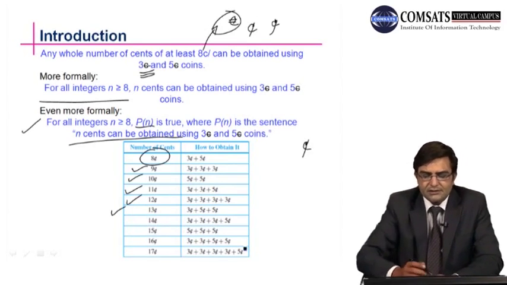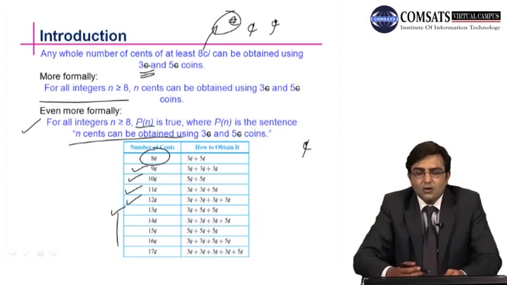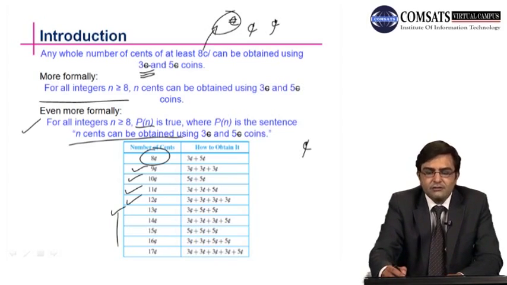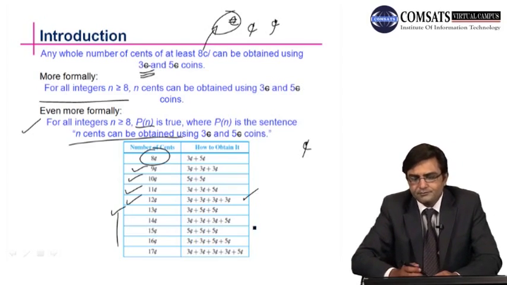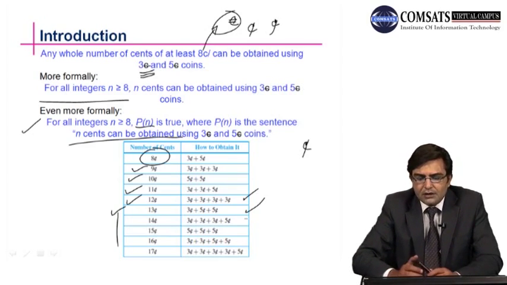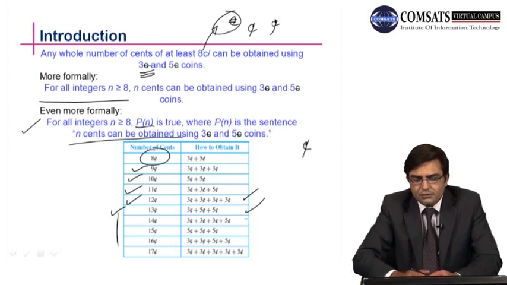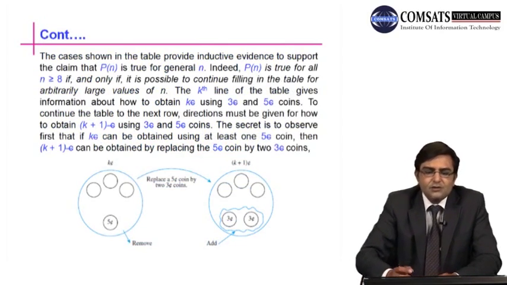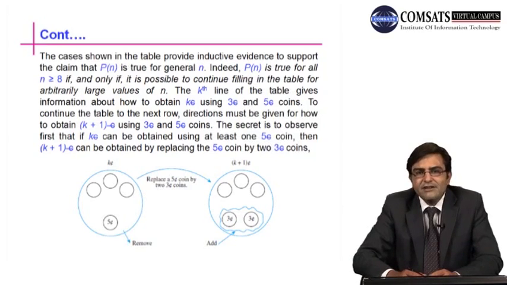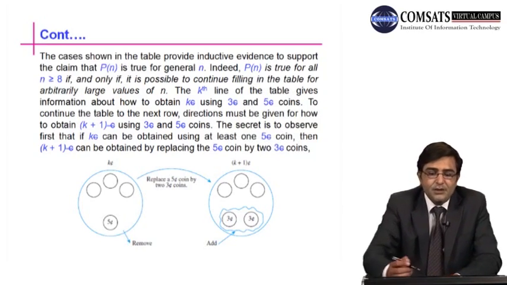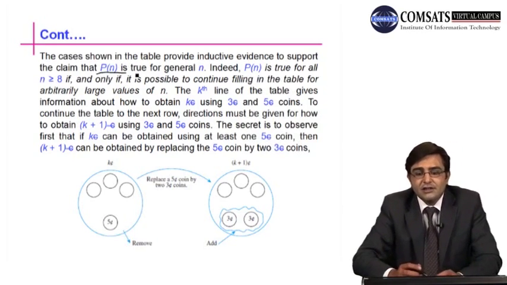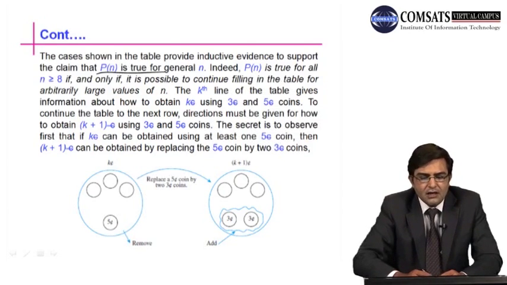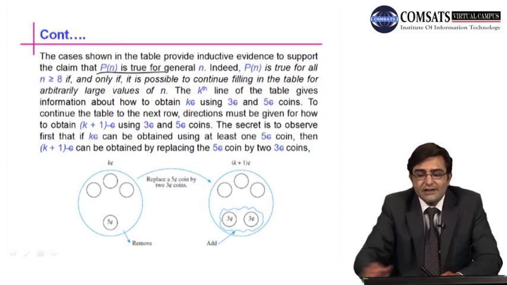and all the other numbers, all the other cents can be obtained by using coins of either 3 cents or 5 cents. Now this is basically an example of induction. We have to prove this statement. The cases shown in the table provide inductive evidence to support the claim that P of n is true for general n. Indeed, P of n is true for all n greater than or equal to 8 if and only if it is possible to continue filling in the table for arbitrarily large values of n.